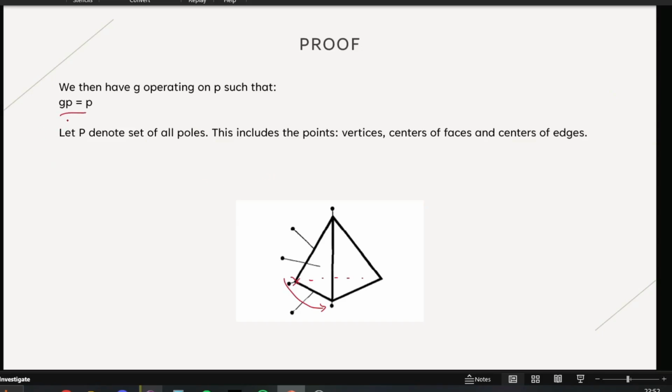Now if we take capital P to denote all poles, the poles are basically the vertices, the centers of the faces, and the centers of the edges. There will be a line through a vertex, through the center of a face, and through the center of an edge. These all constitute poles.